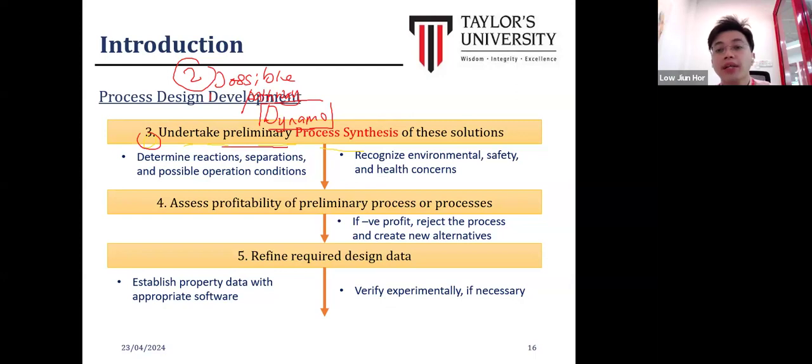Depending on the product that you are going to produce, sometimes we can come up with 3 or even more than 4 different possible reaction or synthesis pathways. In that case, we need to compare among them in order to select the most suitable process or technology that we are going to consider as the basis for our chemical plant design.